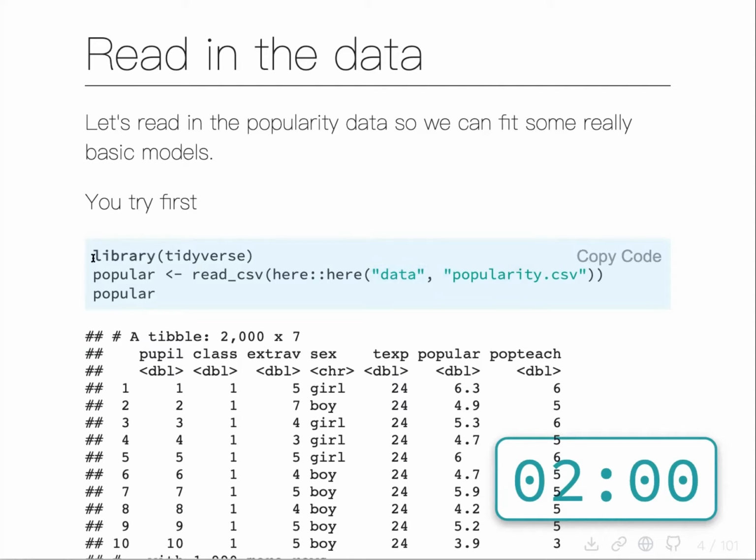Okay, so I'm loading the tidyverse here because I know I'm going to use the tidyverse for a bunch of other stuff. And I'm using read underscore CSV as opposed to read.csv because then that will read in a tibble, which just has nicer printing properties and a few other things. Okay. So then the data set looks like this. Any questions on that?